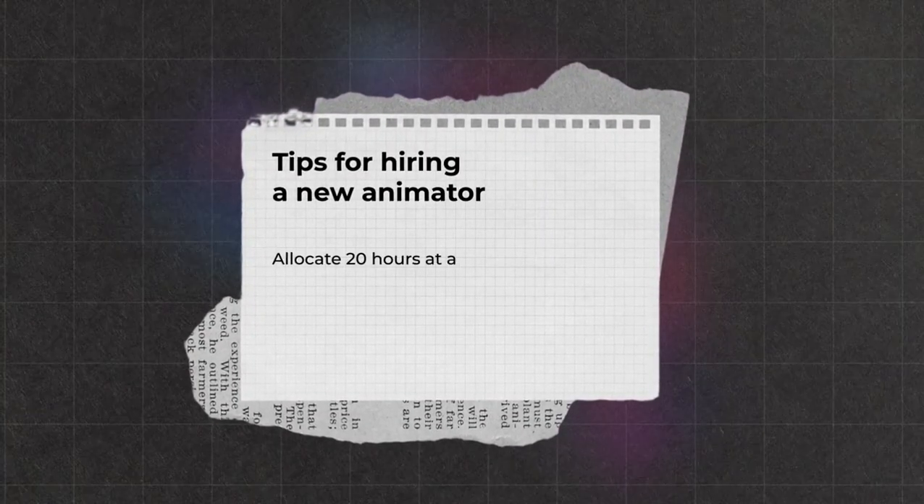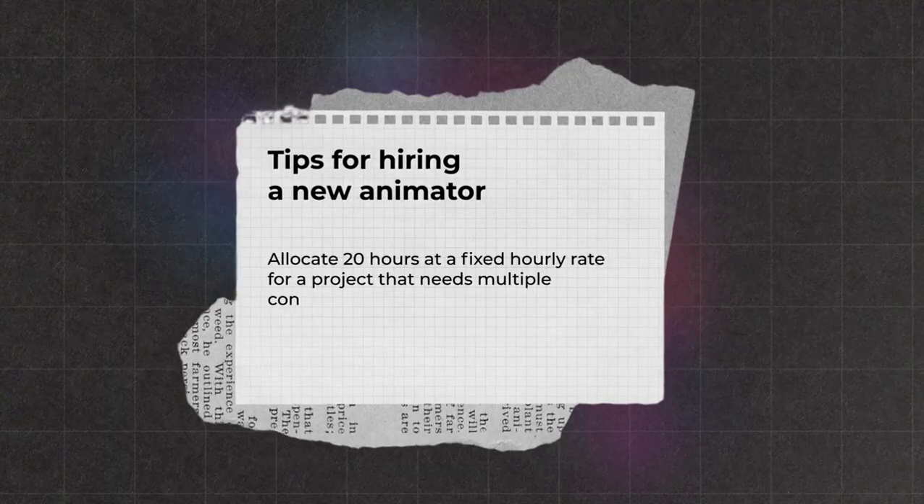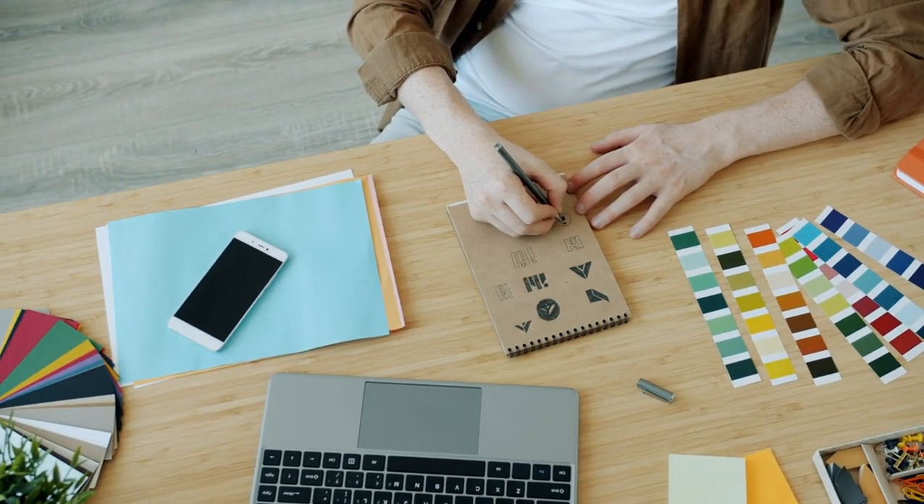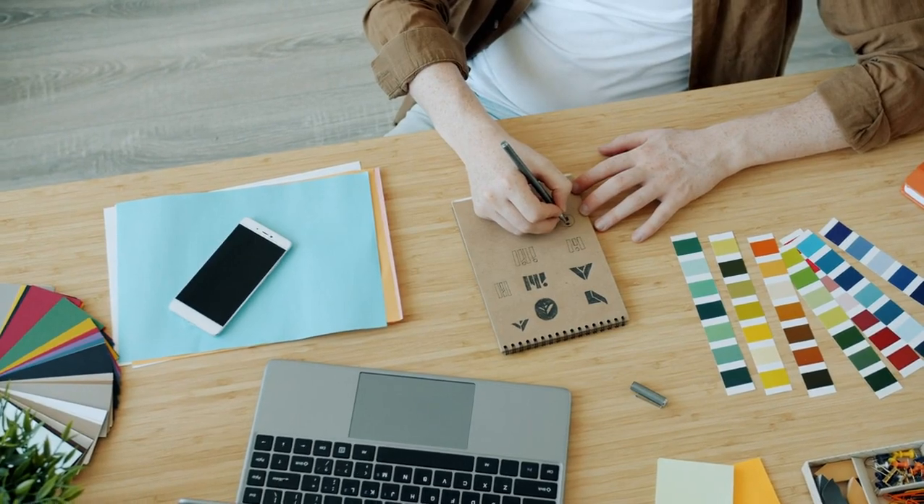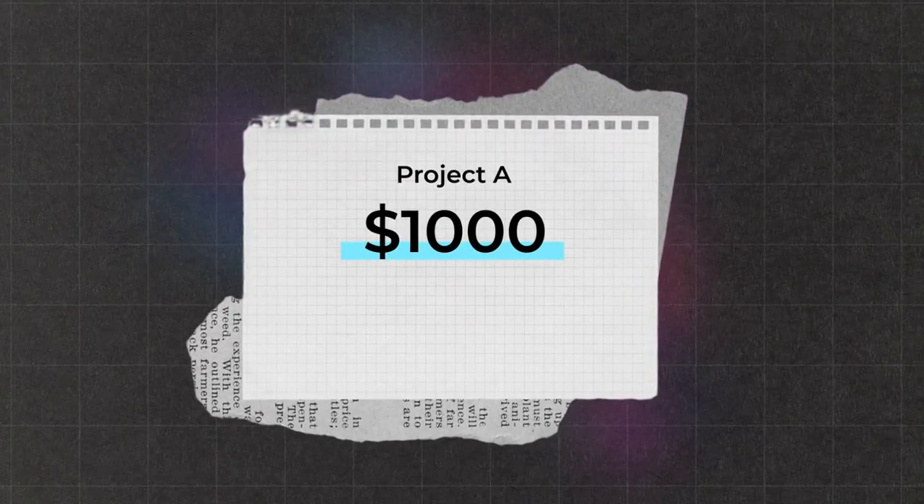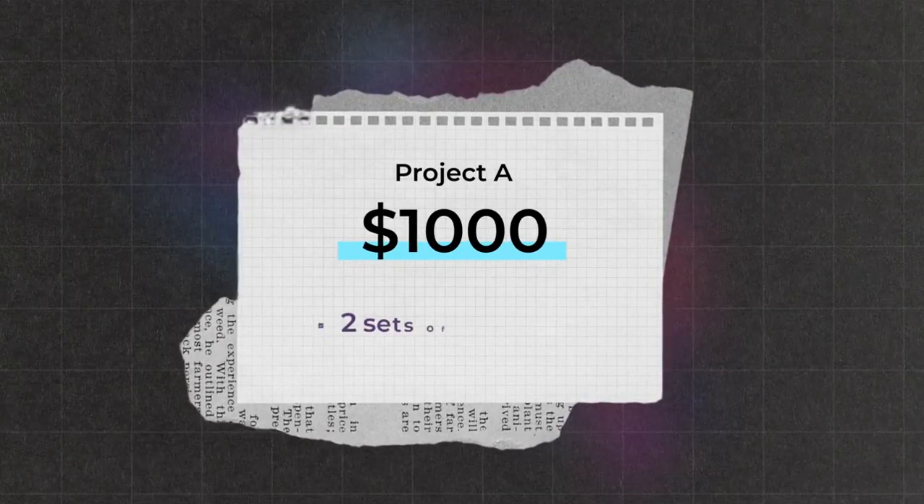And one of my suggestions when you're working with new animators, especially looking to hire someone, is to maybe allocate like 20 hours at a fixed hourly rate for a project, and that project might be to conceptualize maybe 3 ideas, maybe it's like 3 logos or 3 bits of social media content, and use that hourly rate. Then once you've attributed the style and you've worked out how quickly the designer works, flip to a fixed rate model. So you might say it's $1,000 for this deliverable, and that deliverable includes 2 sets of revisions.